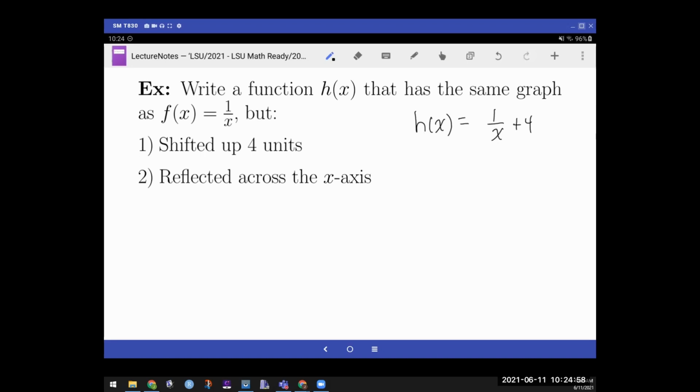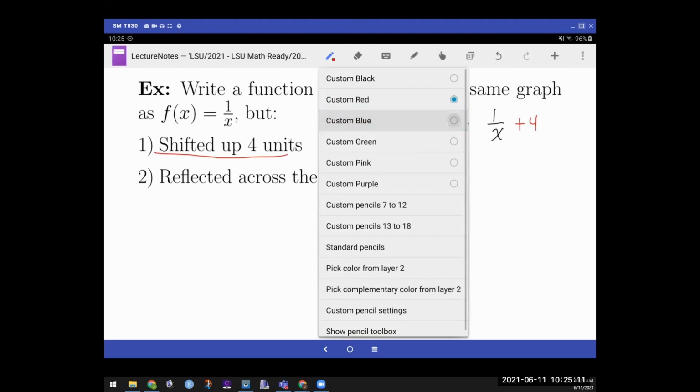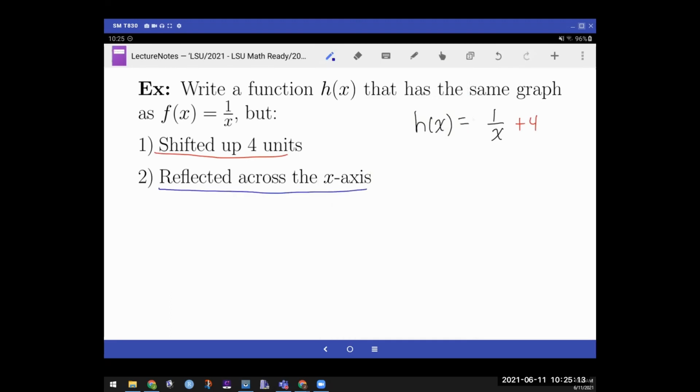All right, and then I want to reflect it across the x-axis. That means flip it upside down. So let me do this in different colors so we can actually see it. We'll do this one in red, and then in blue, we'll reflect it across the x-axis. That means put a negative in front of that whole problem. So we have h of x equals negative 1/2 x minus 4.